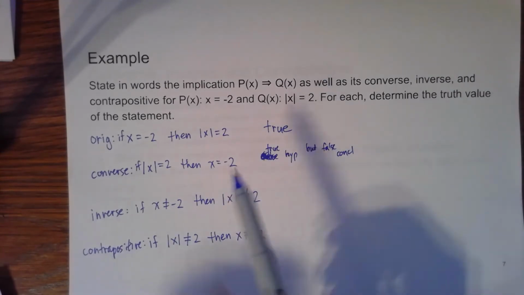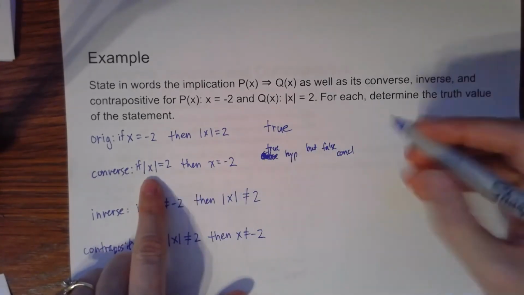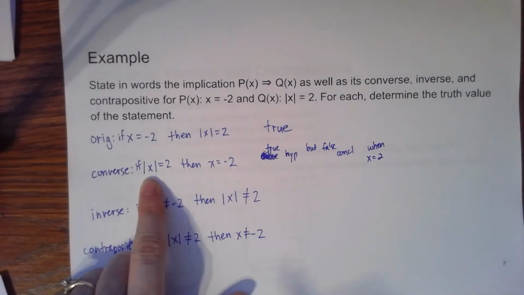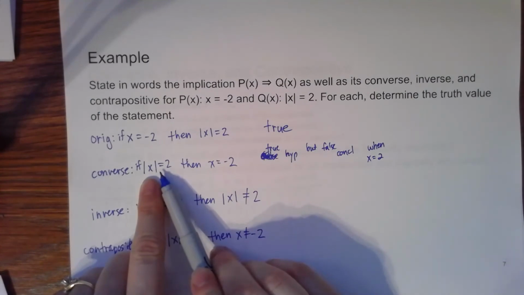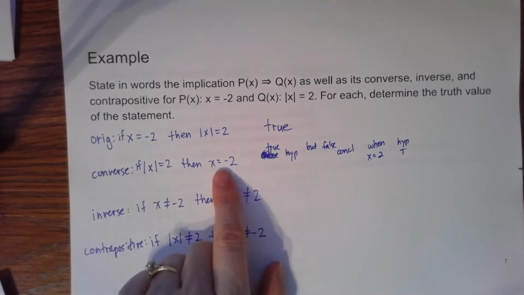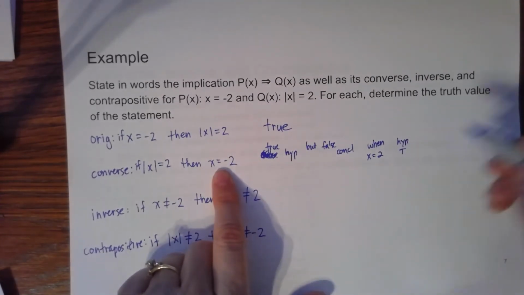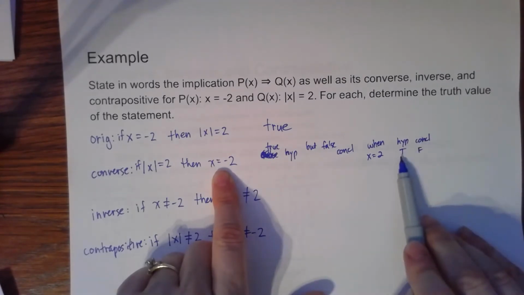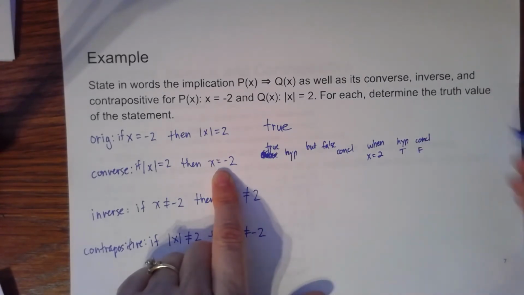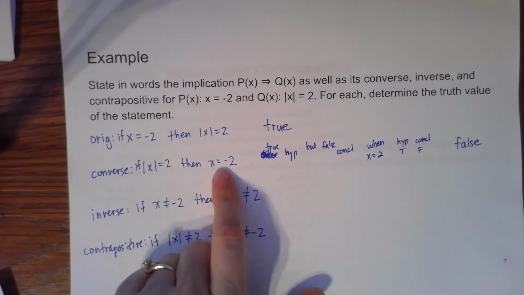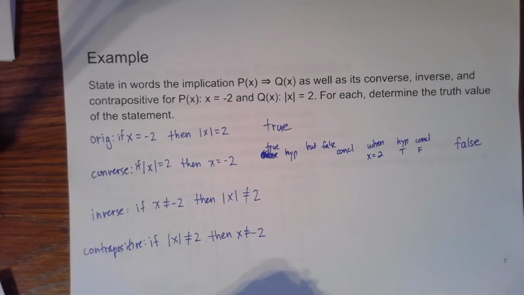Okay, so there were two choices here. When x equals 2, my hypothesis will be true. And then x equals -2. Well, 2 doesn't equal -2, so my conclusion is false. We know that true implies false is false. So since I can find a case where it's false, it's not always true, it's a false statement. I can't claim that that will always happen.